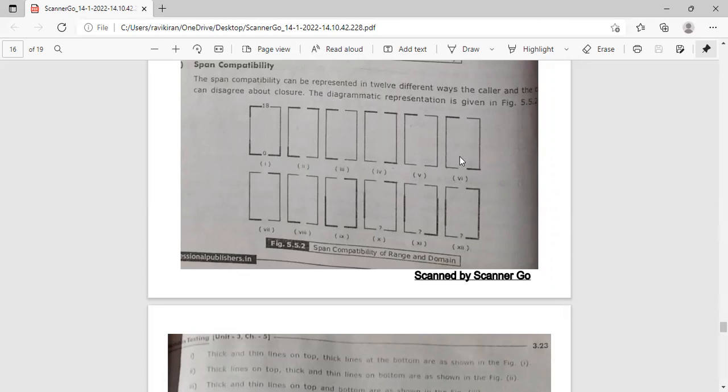So the span compatibility can be represented in 12 different ways. The called and the caller can disagree about closures. So these are the representations of diagrams. So in this first two, 1, 2, 3, 4, 5, 6, 7, 8, 9, 10, 11, 12.